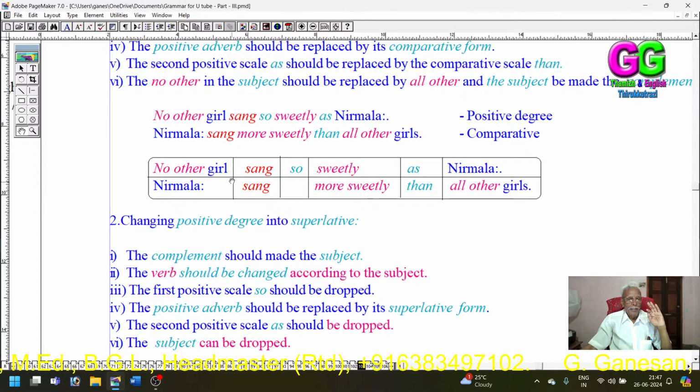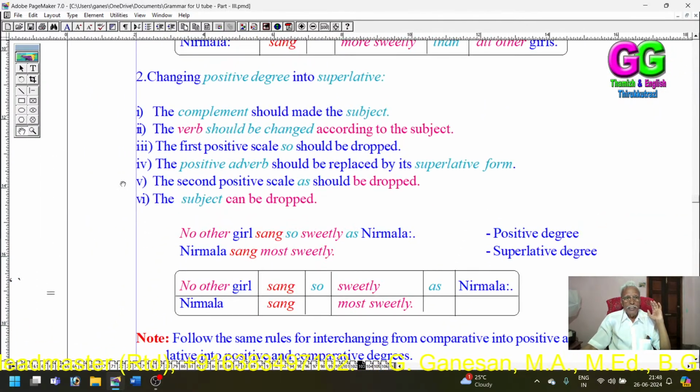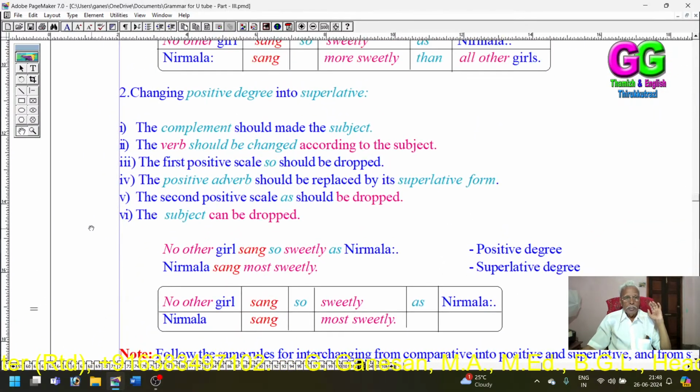So, no other girl is replaced by all other girls and made the complement. That's all. Okay. So, no other girl sang so sweetly as Nirmala. Positive degree. Comparative: Nirmala sang more sweetly than all other girls. Positive to comparative. Then positive degree to superlative.